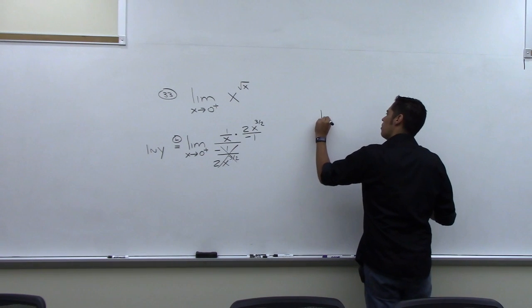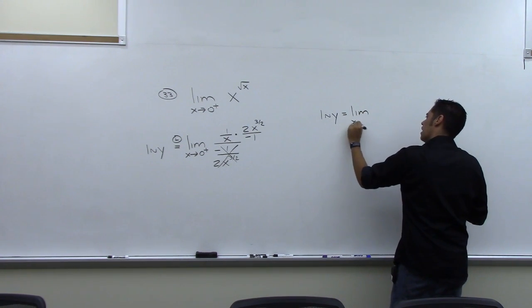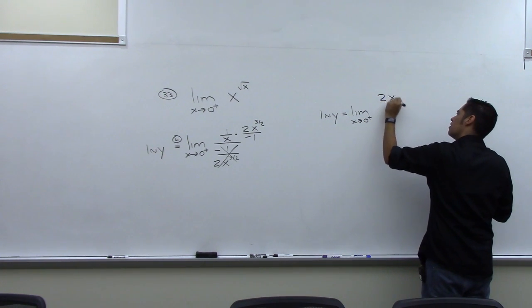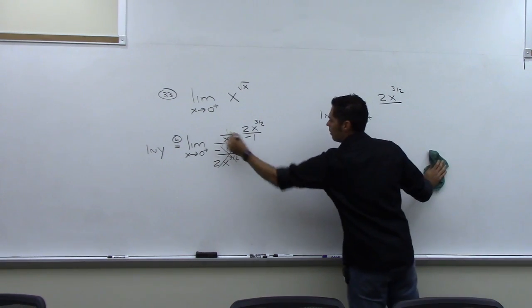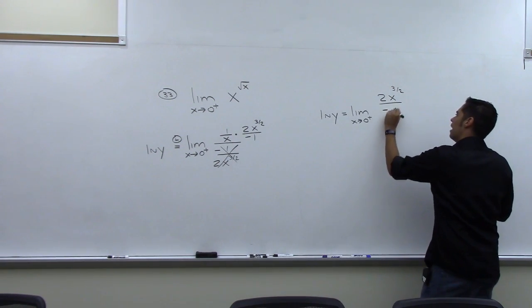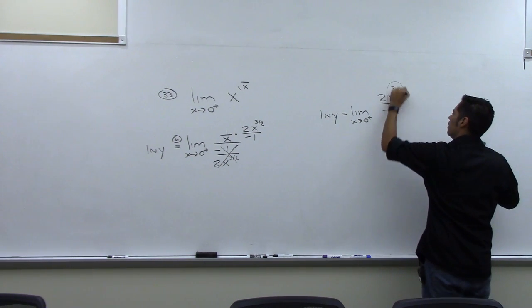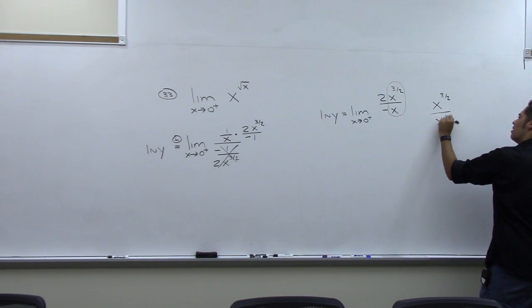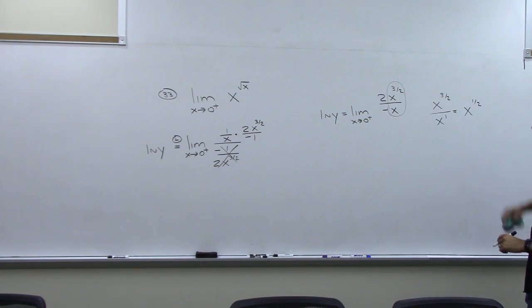I have that the natural log of y equals the limit as x goes to 0 from the right of 2x to the 3/2. It's just multiplying straight across here, and then multiply straight across the bottom, -x. And I can actually clean that up a little more, right? That's x to the 3/2 over x to the 1. You subtract, you get x to the 1/2. Right? 3/2 minus 1 is a 1/2.